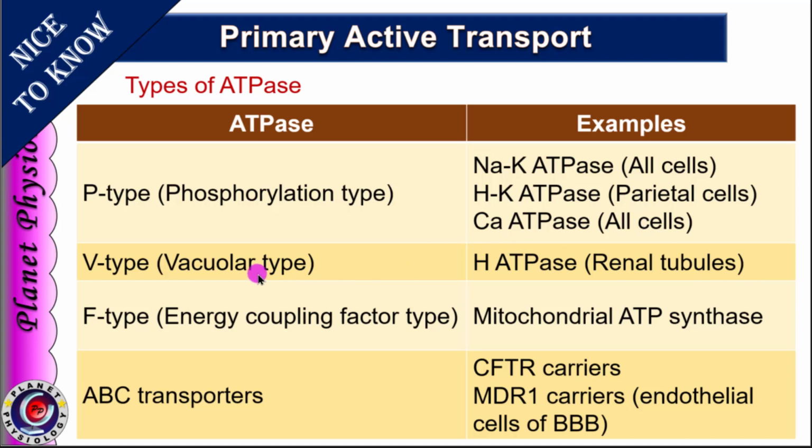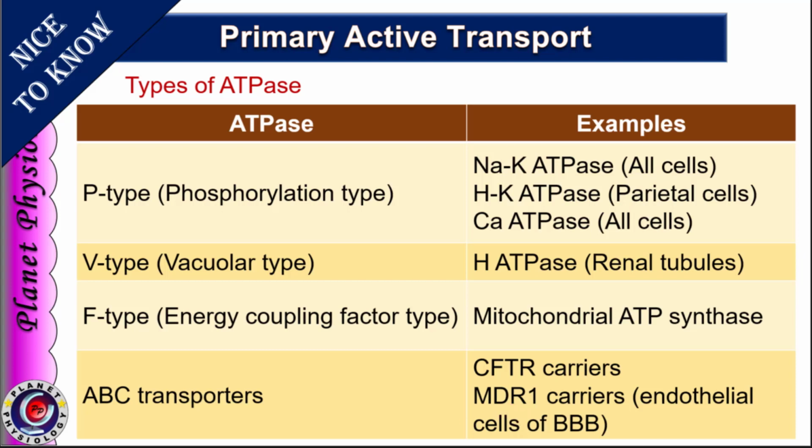Second is V-type, that is vacuolar type ATPases, and includes hydrogen ATPase. The third is F-type, that is energy coupling factor type, and includes mitochondrial ATP synthase. The last one is ABC transporters, which include CFTR and MDR1 carriers.